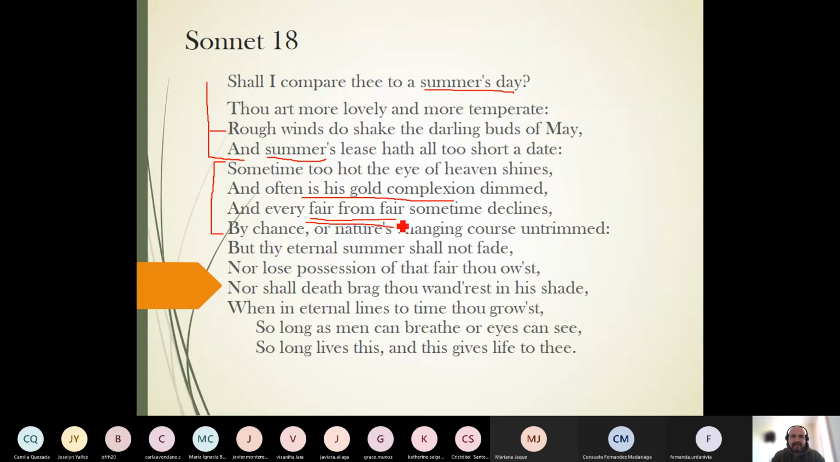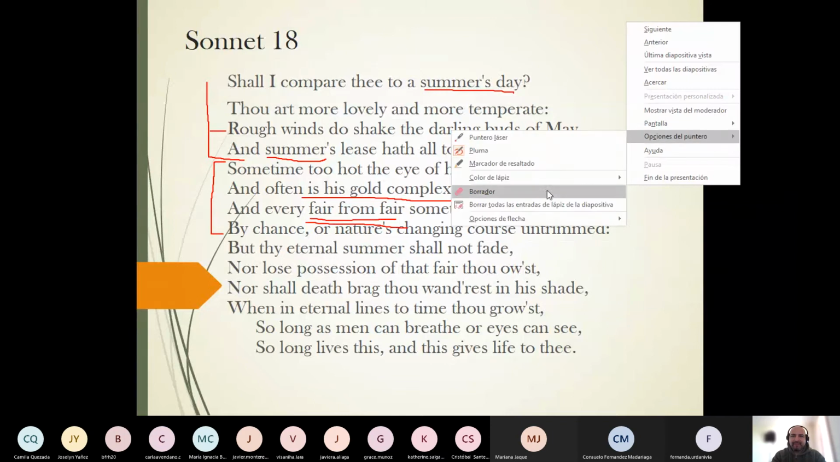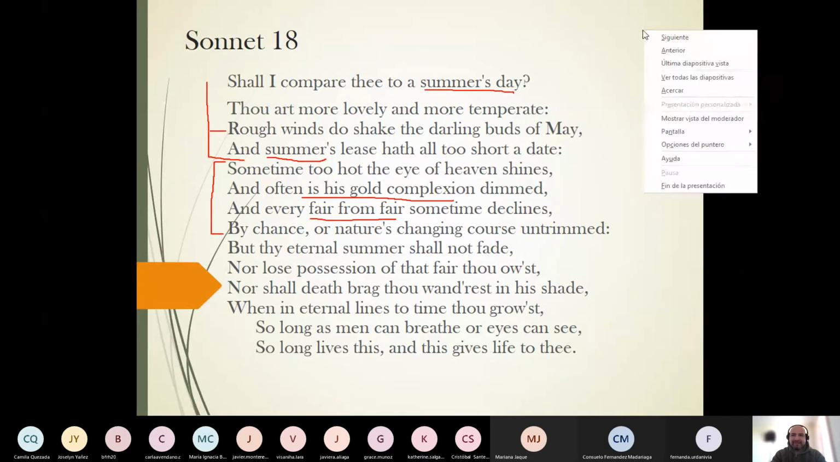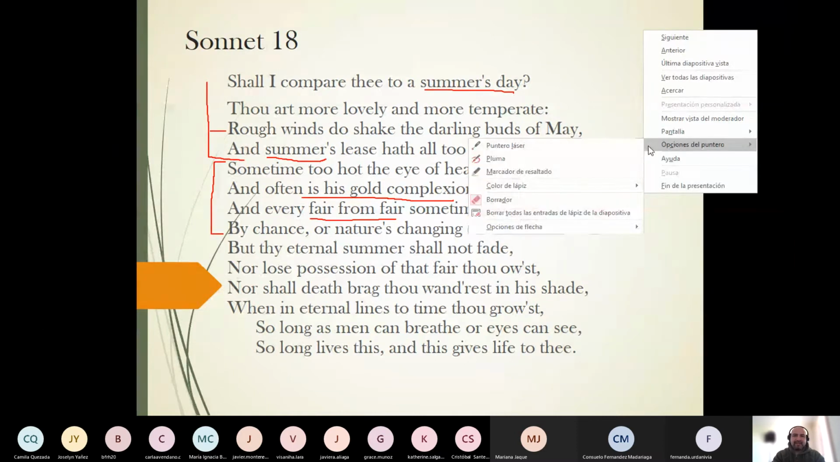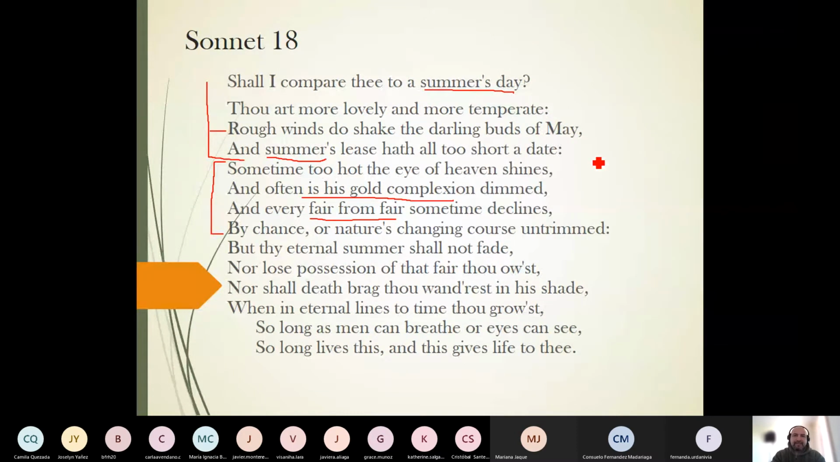fair from fair sometimes declines, right? Sometimes it's something that we cannot deny, and it happens. Beauty fades, right? You're not beautiful for your entire life. You eventually pass away, right? So therefore, beauty is also something that is defeated as time passes by. By chance, right, or by nature, by anything that happens to you, or because you grow old, right, and you stop being beautiful. And there's a twist here in the third quatrain.